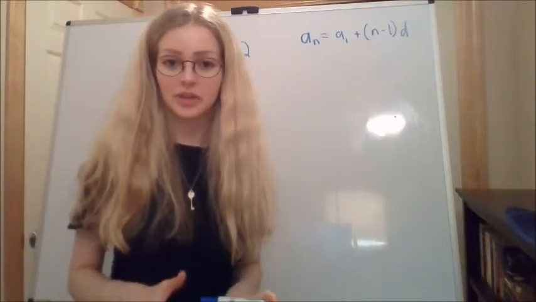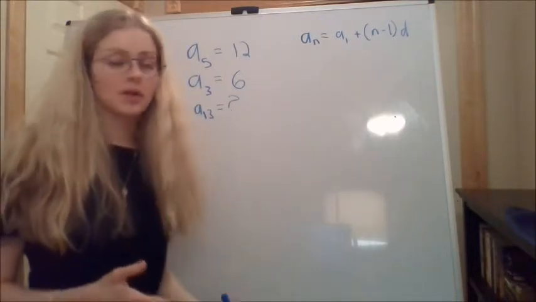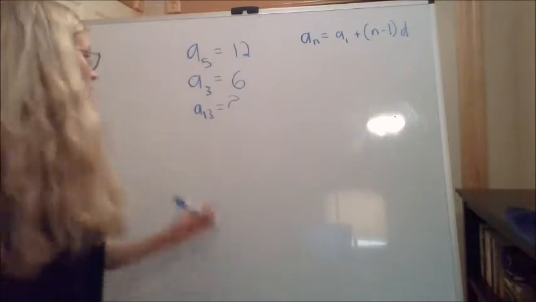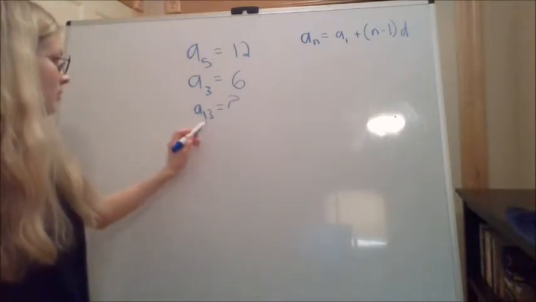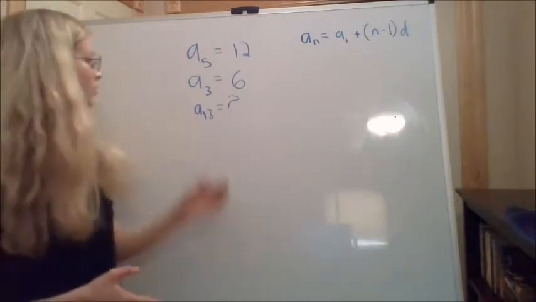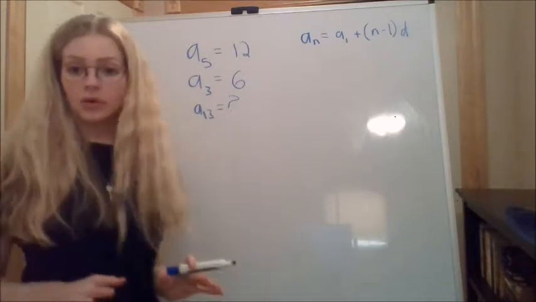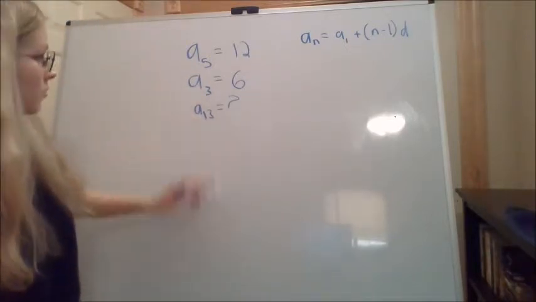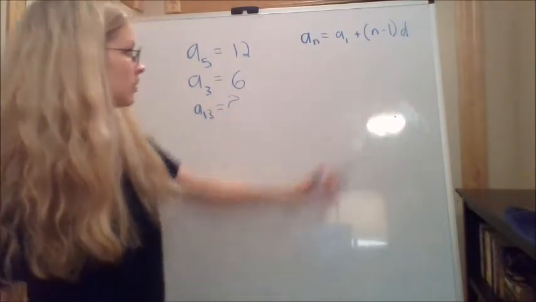Let's try a bit of a trickier one. So here we are not given the arithmetic sequence, but instead we are given specific terms from this sequence, and we are asked to find an unknown term here. In this case, it's a sub 13, the 13th term. We're given the 5th term and the 3rd term. So how are we going to deduce the 13th term from the 5th term and the 3rd term? Well, remember that we have our handy-dandy equation up here that we can use.